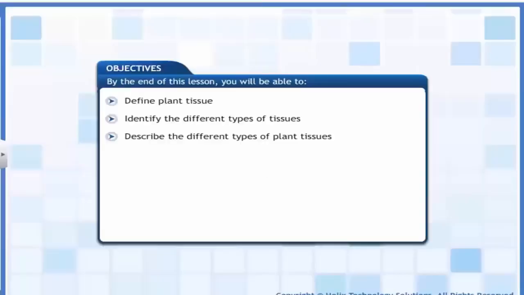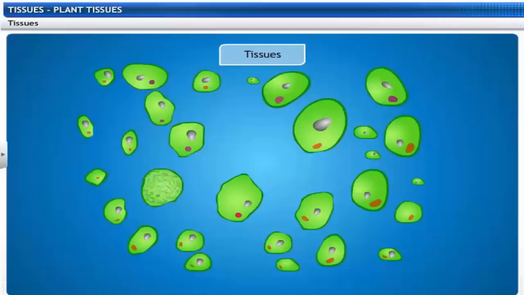By the end of this lesson, you will be able to define plant tissue, identify the different types of tissues, and describe the different types of plant tissues.